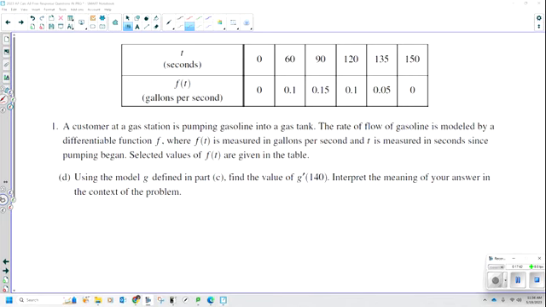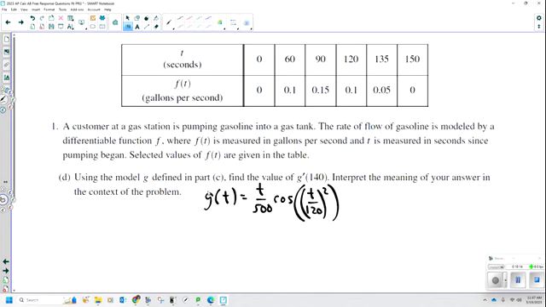The final section of free response question 1, 1D. Using the model G defined in part C. So let's just write this off to the side. Well, there's no side to write it. So remember, G of t equaled t over 500 times the cosine of t over 120, and this was squared. That's what G of t was.